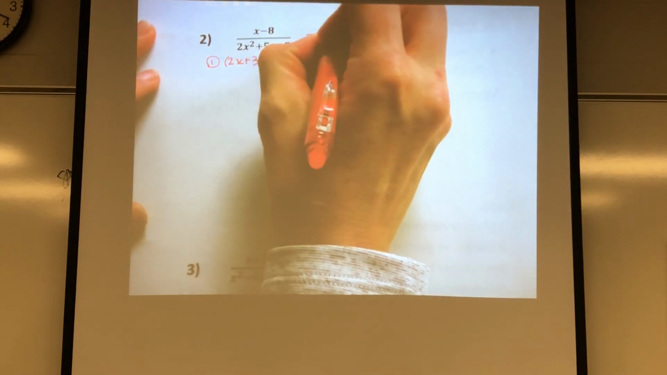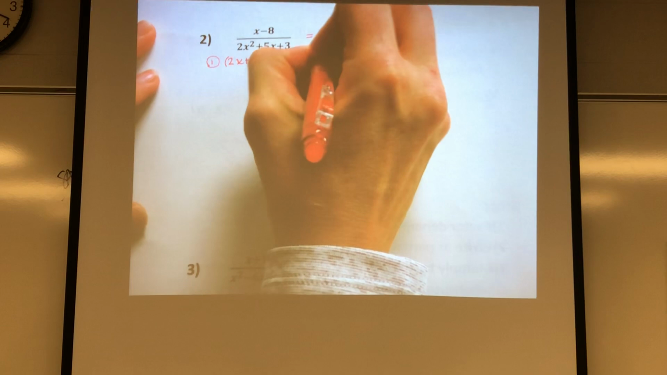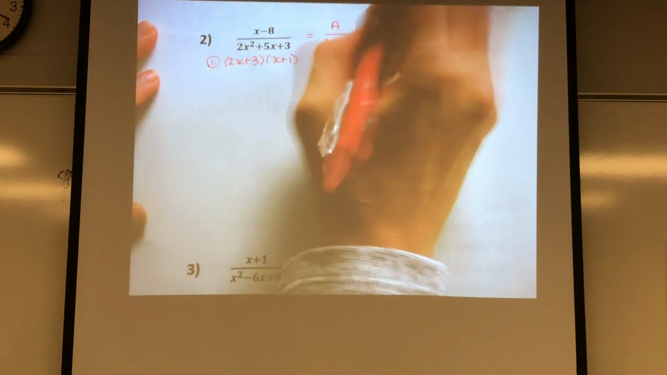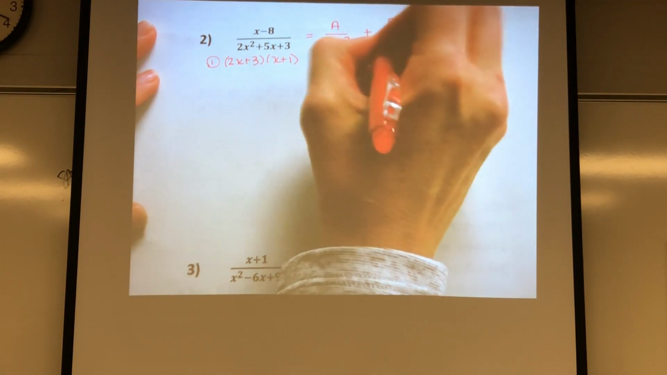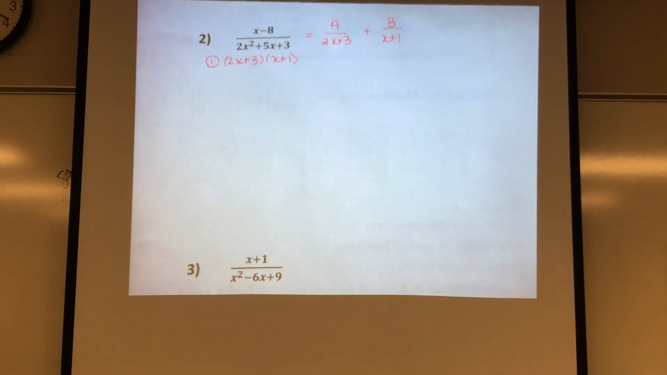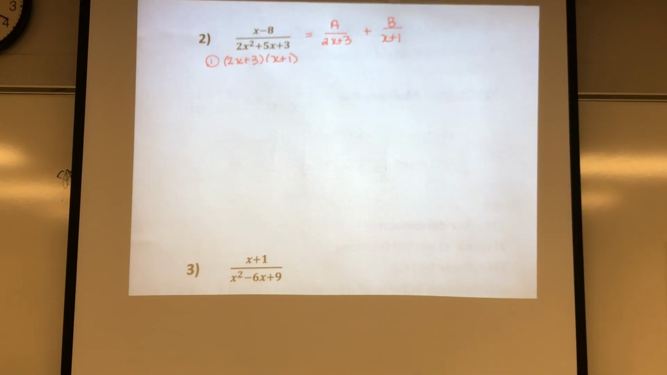So then we set that equal. We have A over 2x plus 3 plus B over x plus 1. Now if you switched those denominators, that's going to be okay, hopefully, by the end. But your work might look a little different than mine. So that's step 1 and 2, actually.